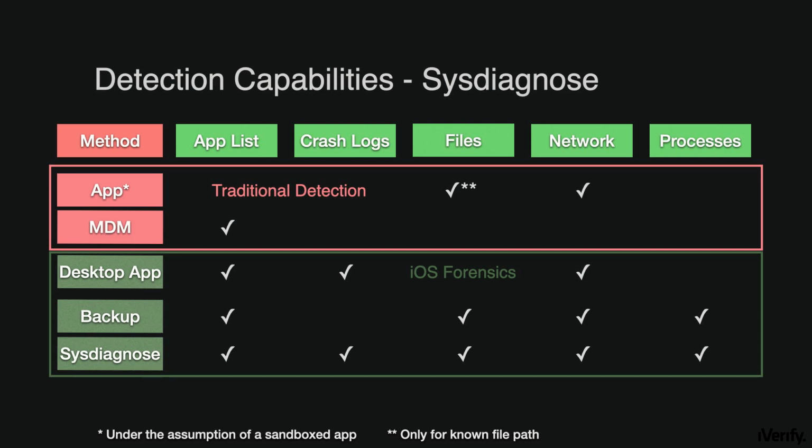So if we're summing this up, that means the very traditional detections, like using a mobile security application or using an MDM, just the two tools alone are not sufficient in order to detect new samples of commercial spyware, but they are great to check for some of the old samples where IOCs are available. But if you want to find something new, you need to use some of the iOS forensics via a desktop app, a backup, a sysdiagnose. And the more data you can get, the better it is.